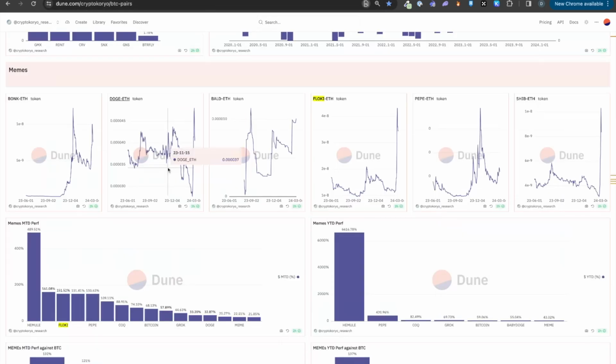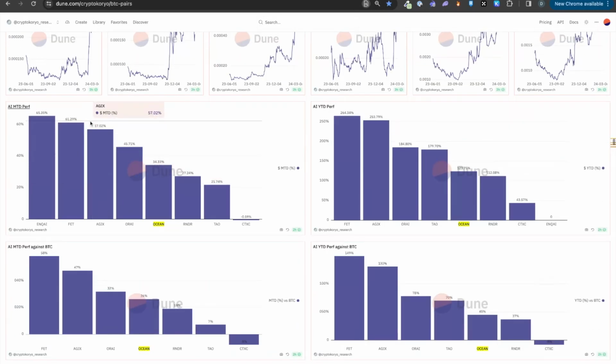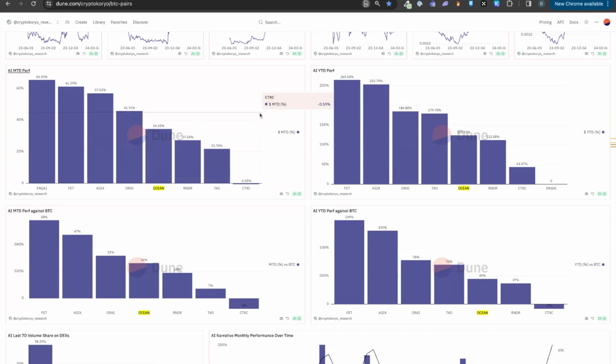compared to meme, which is very limited in terms of fundamentals, etc. So AI, so let's put Ocean. Okay, so here we are. And so, yes, as you can see, very good performing narrative this month. So again, you have all of these options. Some of them have a higher market cap, some have lower market cap.